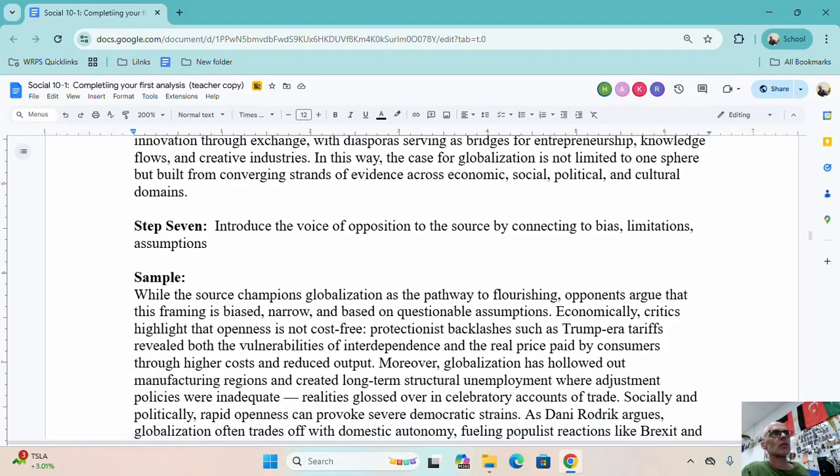Introduce the voice of opposition, right? We've already talked about the bias, the limitations, the assumptions. If you haven't already done that, we want to introduce the idea that not everybody agrees with the source, that there are opponents of the source. So economically, critics highlight that openness is not cost-free. Protectionist backlashes such as Trump-era tariffs revealed both the vulnerabilities of interdependence and the real price paid by consumers through higher cost and reduced output.